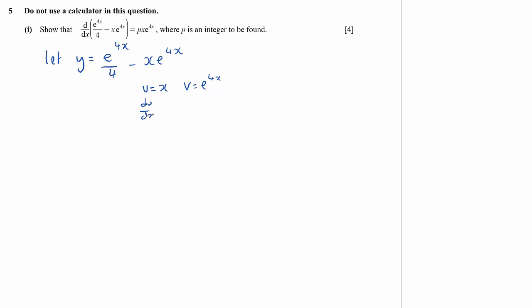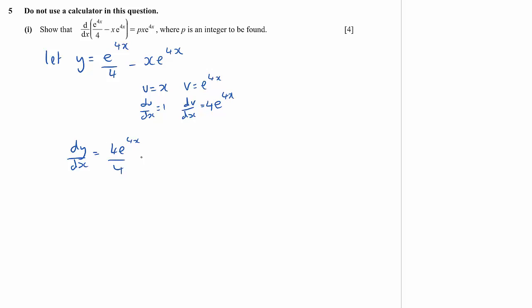So du dx is equal to 1, and dv dx is going to be e to the 4x multiplied by the differential of the inside function, because we're using the chain rule, so it's 4e to the 4x. So dy dx is going to be, well, if we differentiate e to the 4x, we get 4e to the 4x, as we just saw.